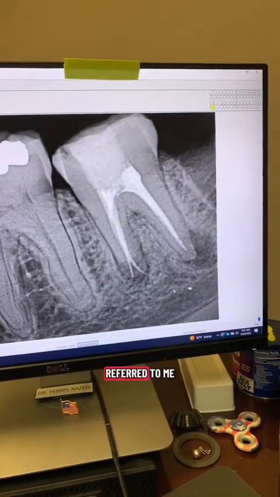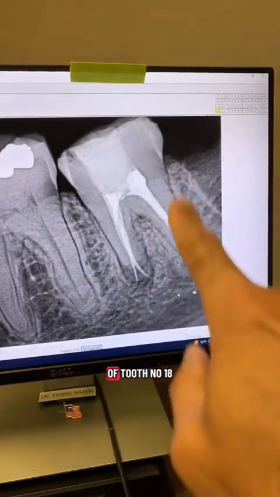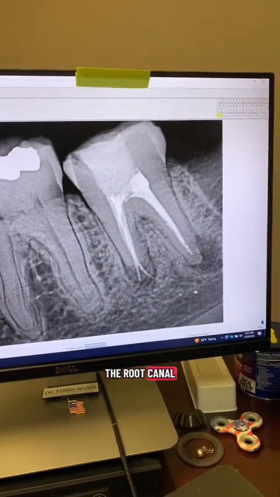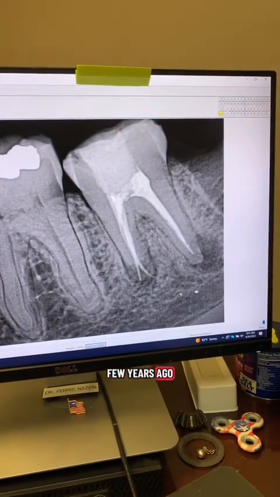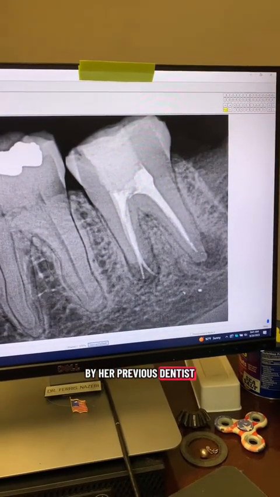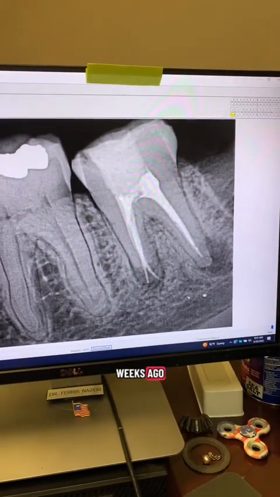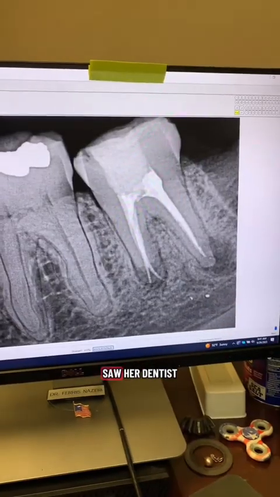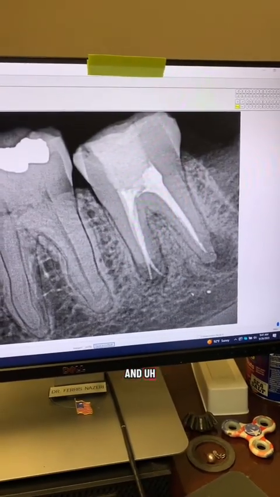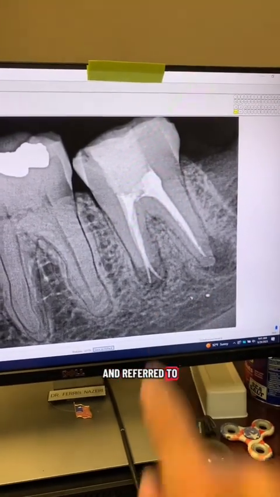This patient was referred to me for endodontic retreatment of tooth number 18. According to the patient, the root canal was done a few years ago by her previous dentist. The tooth started to hurt a few weeks ago, hurt a lot. She went and saw her dentist and was told that her tooth was abscessed and referred to me.